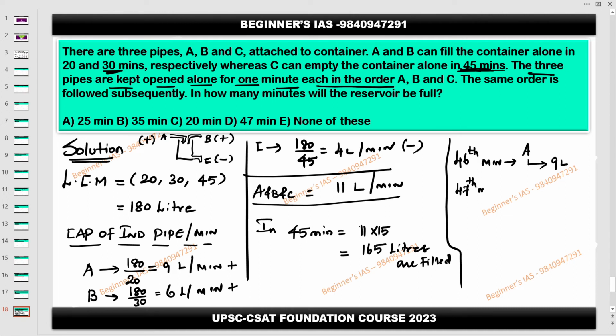If the 47th minute, then which is going to be open? B is going to be open. So this is the question here, since the pipes are kept open alone for 1 minute each in the order A, B, C. So in the 47th minute B has opened, and it has the capacity of filling 6 liters. So therefore here 15. Already 45 minutes plus 2 minutes, so that is 46 and 47. So with the 47th minute, you are attaining that full capacity.